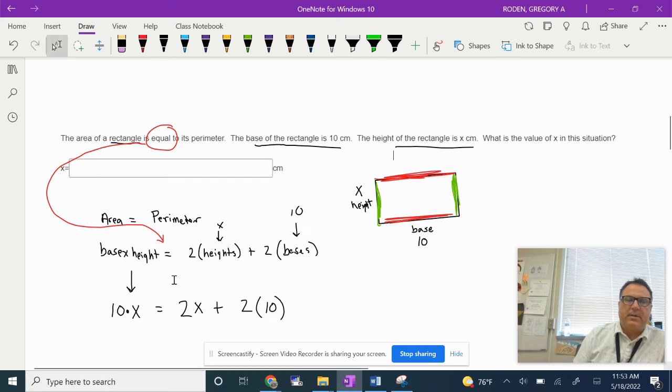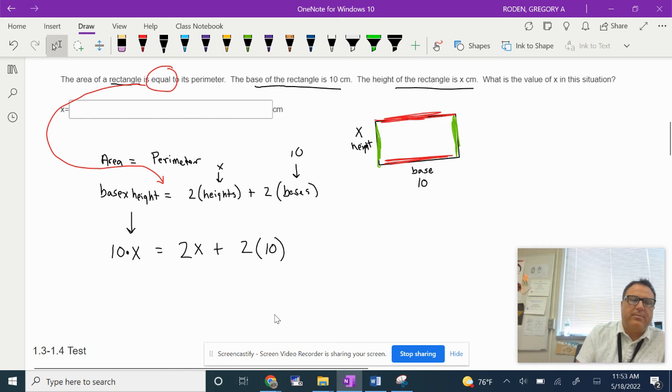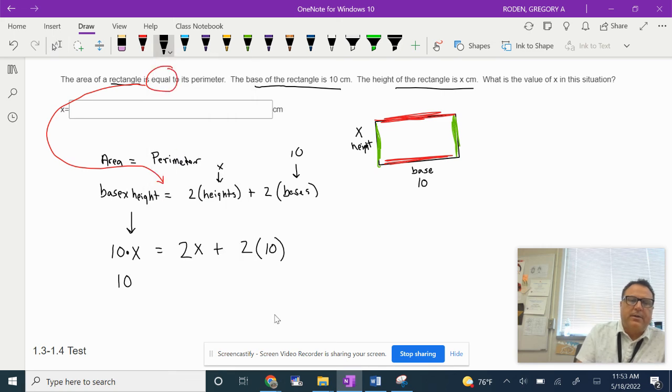So now the next thing I'm going to do is the math here. I'm going to solve this equation. Now let me clean this up a little bit first. So 10 times x, that's just 10x equals 2x, and 2 times 10 is 20, so plus 20. And now I'm just going to solve this for x.